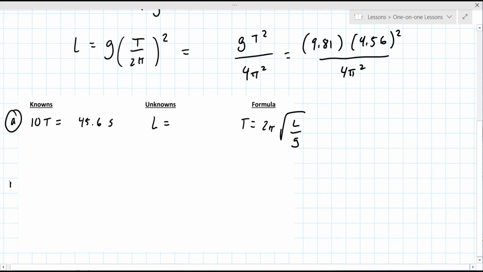All right, so part B, the knowns here is the period. We know that 1 period is 4.56 seconds. The unknown is F, and the formula is F equals 1 over T. So that's 1 over 4.56.